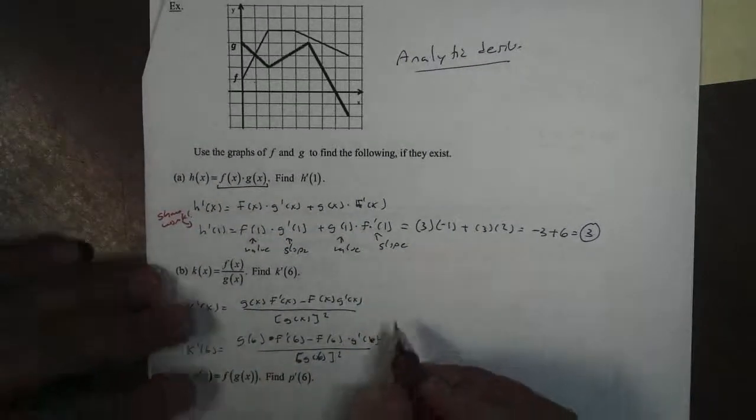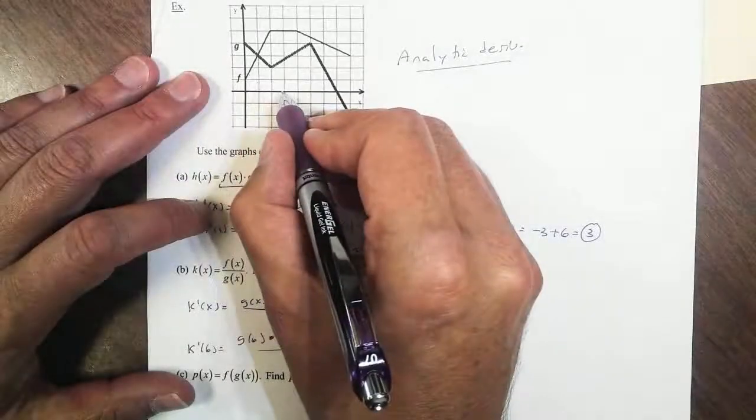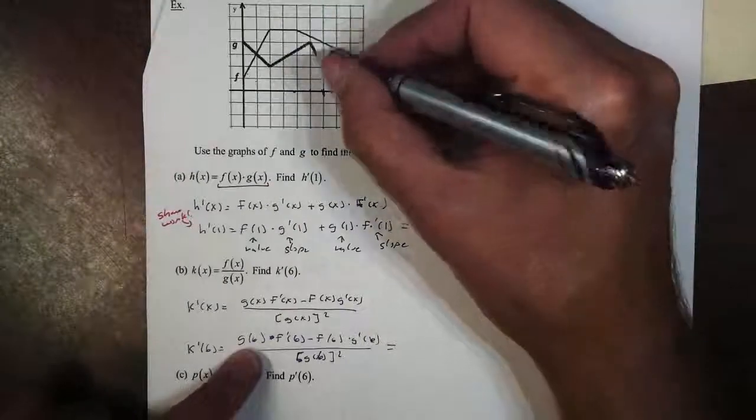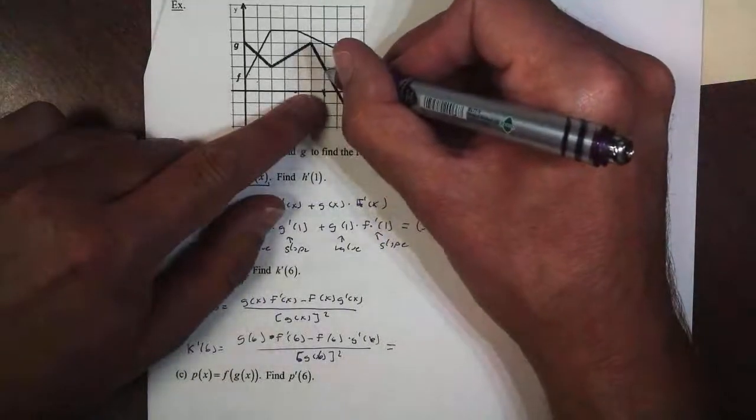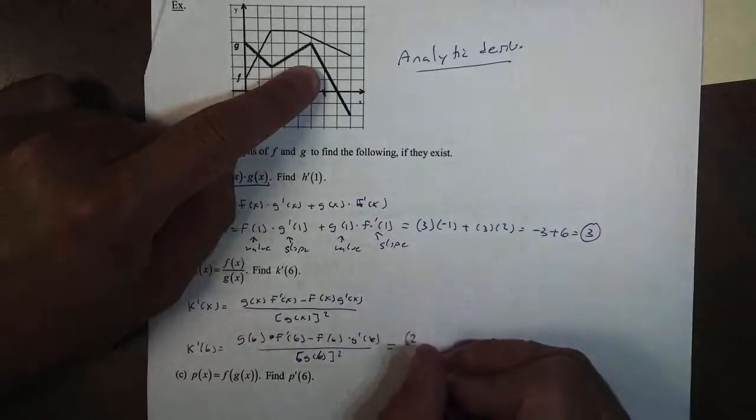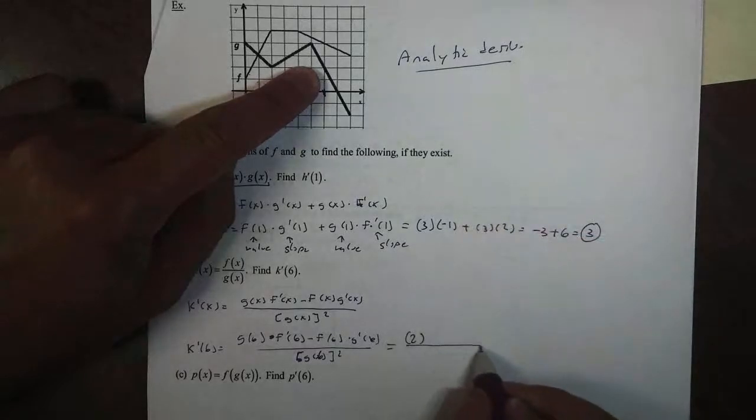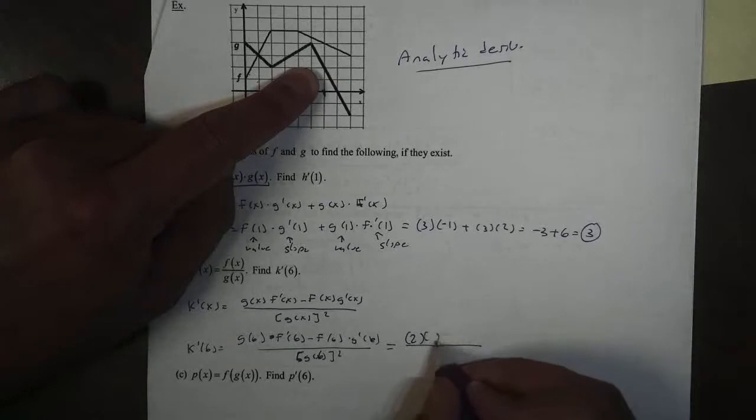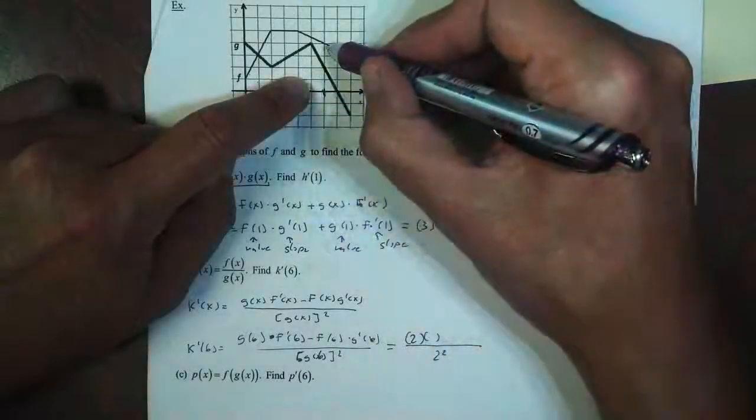So looking at g of 6, let's count out to 6: 1, 2, 3, 4, 5, 6. G of 6 is up 1, 2. It's at 2. So I'm also going to put that on the bottom, so that's going to become 2 squared on bottom. F prime of 6, that's the slope of the lighter one.